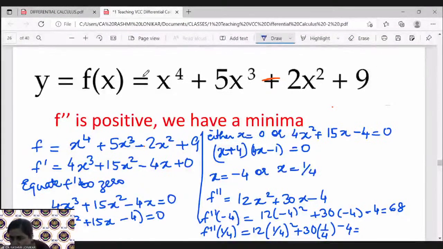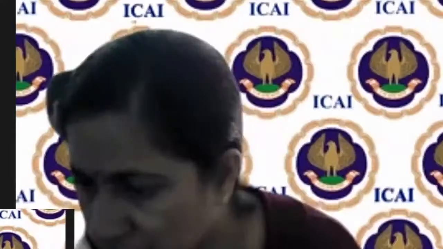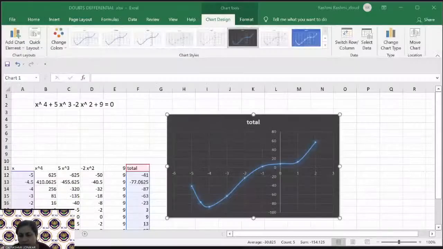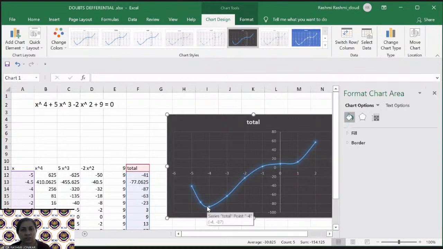Now what I want to show you here is, just a minute. If you put it in a graph, okay, I just want to show you. See, if I substitute all this in a graph and plot it, and I put in the values of x, I've taken from minus 5 to 4.5. So this is the graph that I get. And over here, as you can see, at x equal to minus 4, the value is a minima.